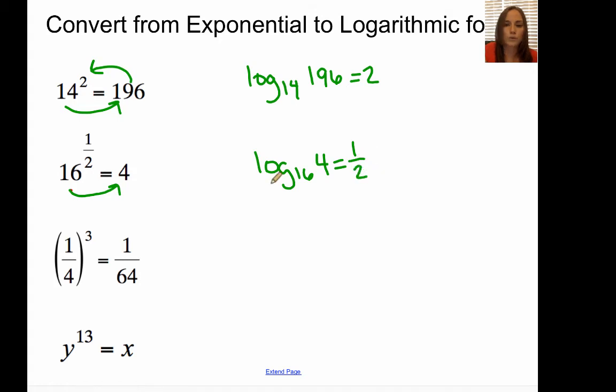Now make sure that when you are writing these, that you are not writing like log base 16 and writing it like this and then a 4. That looks like log of 164. That is not okay. This 16, because it's the base, it needs to be written as a subscript. Okay?